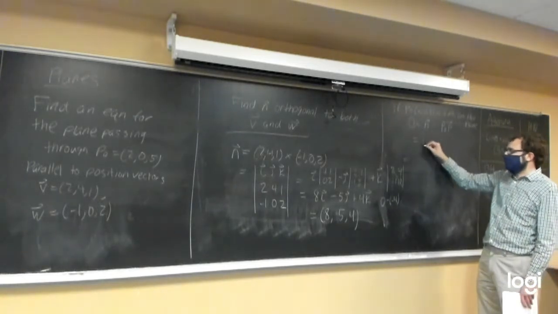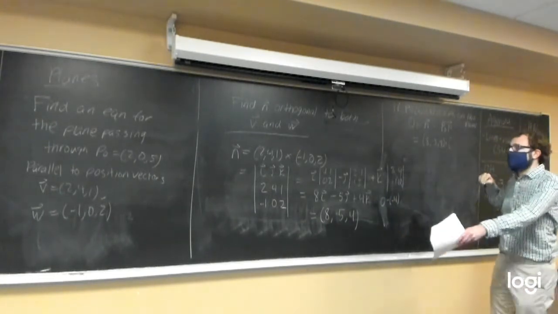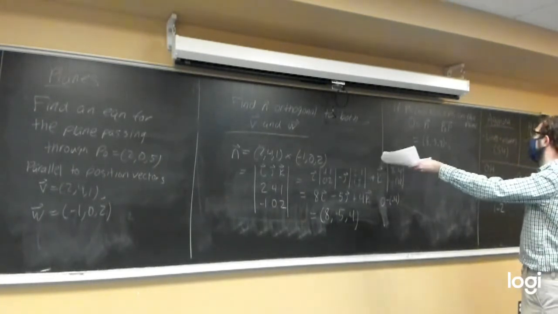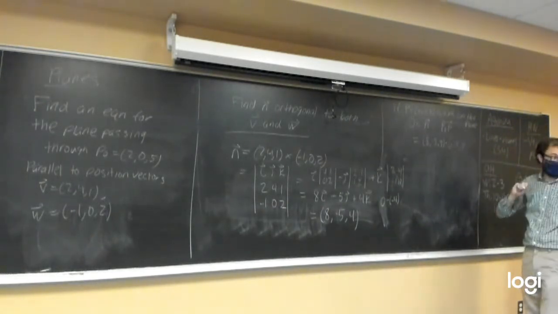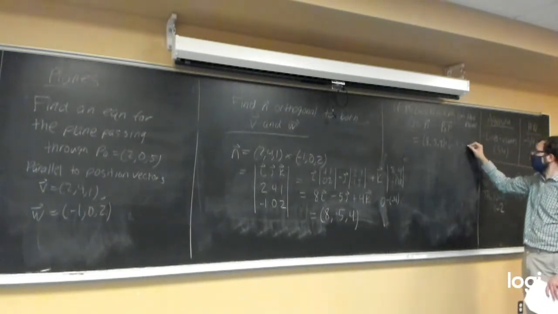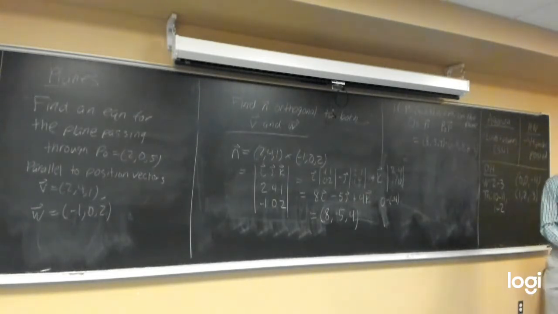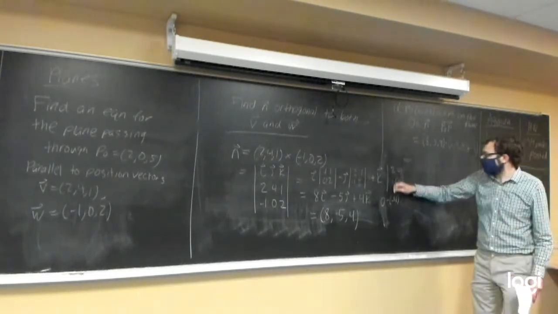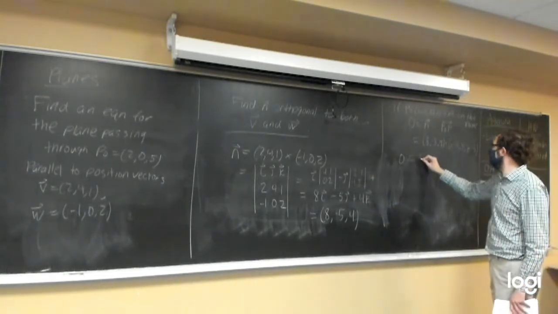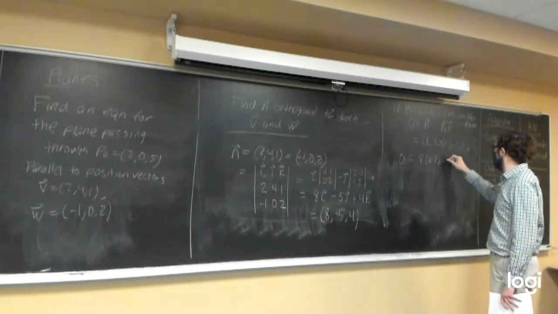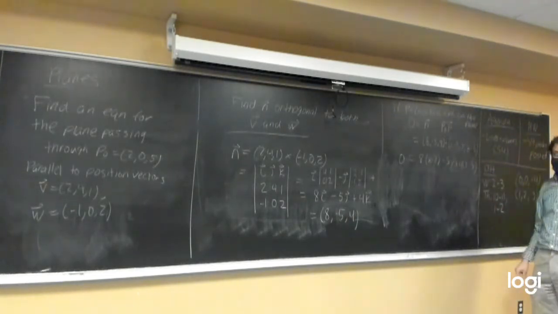And if we write that out, that'll give us that 8, negative 5, 4, dotted with the vector P naught P, where P naught is 2, 0, 5 and P is x, y, z. This is going to give us x minus 2, y minus 0, so just y, z minus 5, that this dot product should come out to 0. Which will give us 0 is equal to 8 times x minus 2 minus 5y plus 4 times z minus 5.